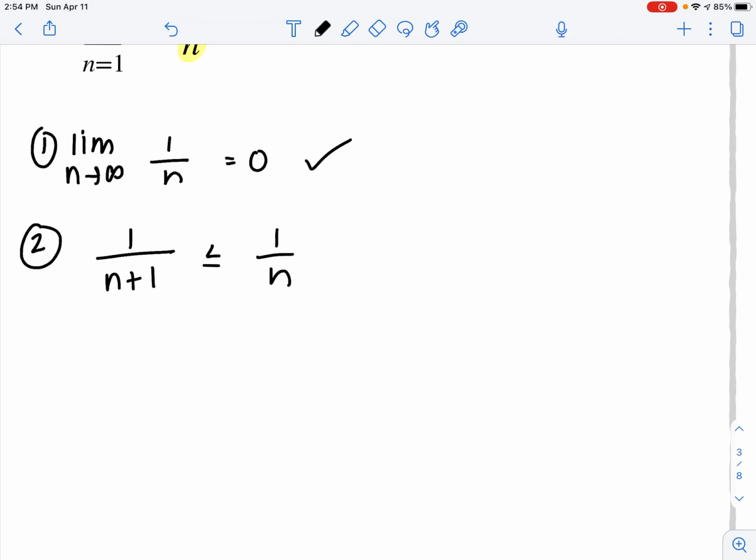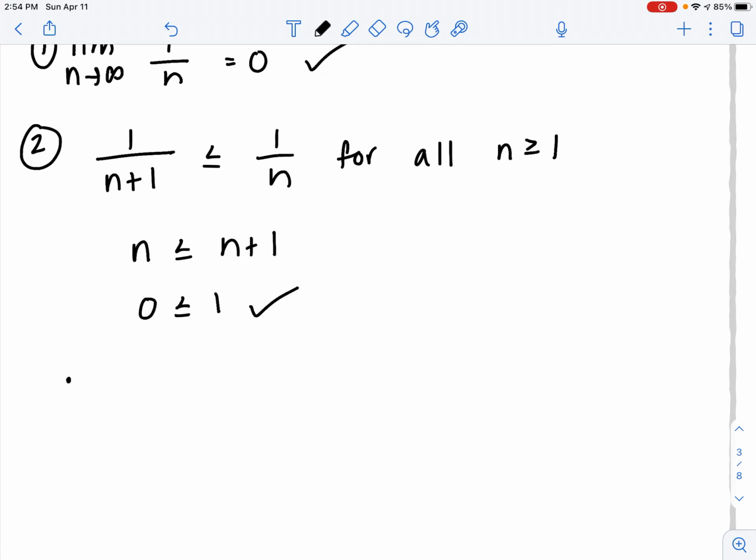So I'm going to go ahead and solve this by cross multiplying. So n less than or equal to n plus 1, right? That means that 0 is less than or equal to 1. Okay, that's true. So this is a true inequality for all n greater than or equal to 1, meaning that it's decreasing for all values of n that you're going to plug in. So because it meets both of those requirements, we can say, therefore, this converges by the alternating series test. Right, that's all you have to do.